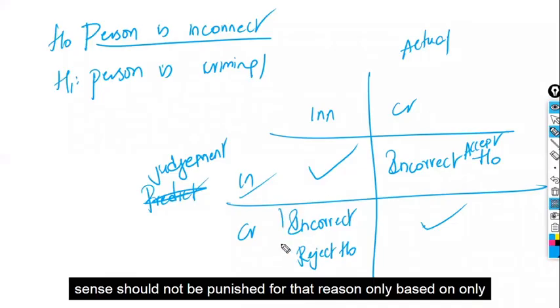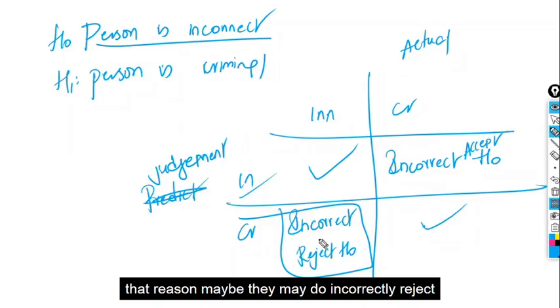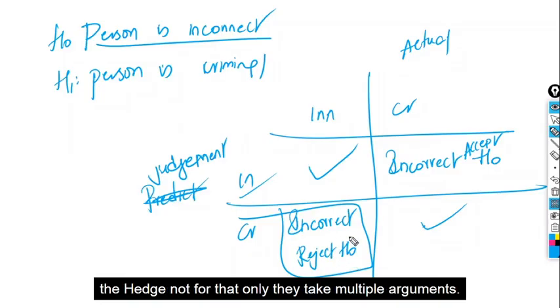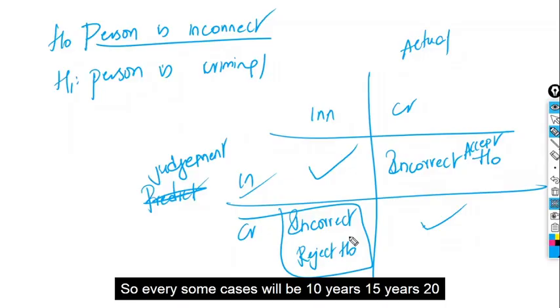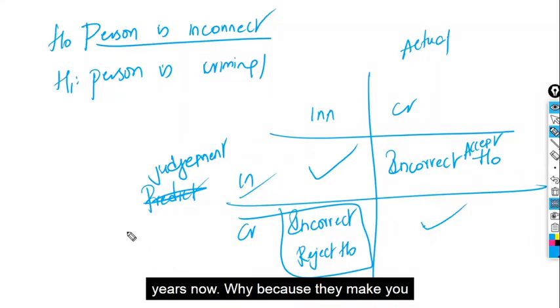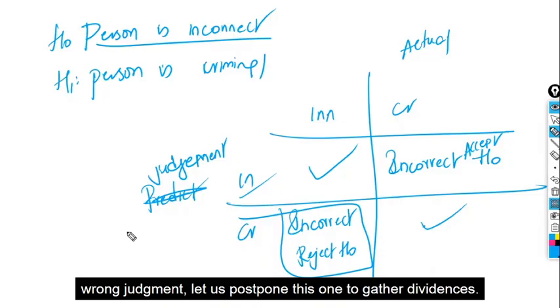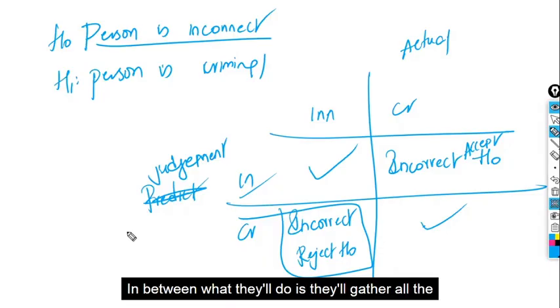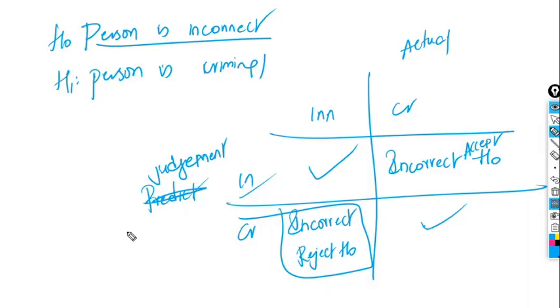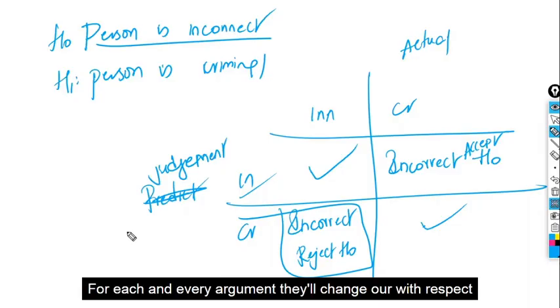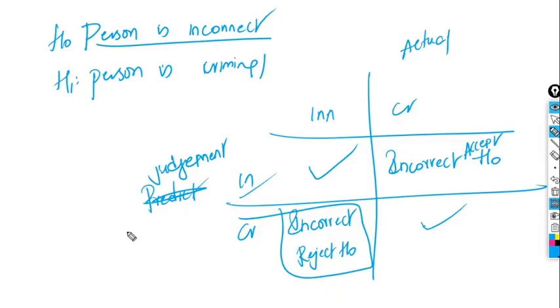For that reason only, they may incorrectly reject the H0. For that, they will take multiple arguments. So some cases will be 10 years, 15 years, 20 years. Why? Because they might make a wrong judgment. The judge thinks, whether I make a wrong judgment, let us postpone this one to gather the evidences. In between, they will try to gather all the evidences. For each and every argument, they will change with respect to the evidences.